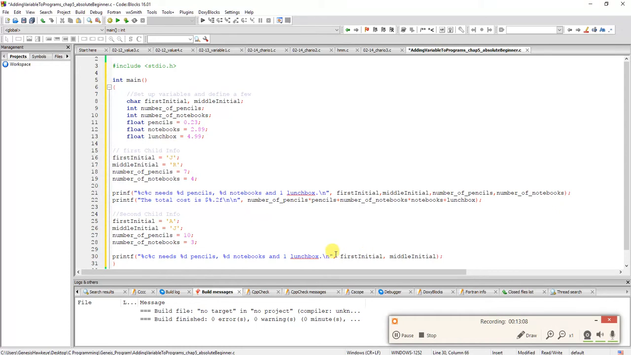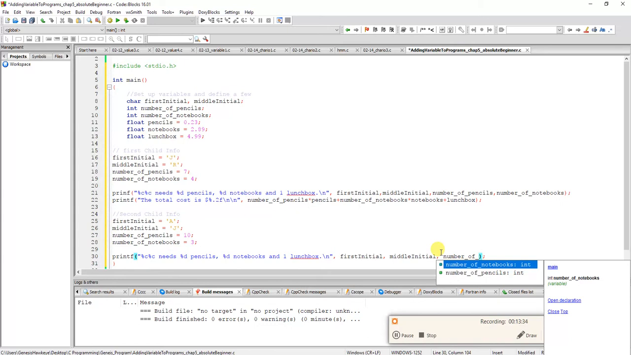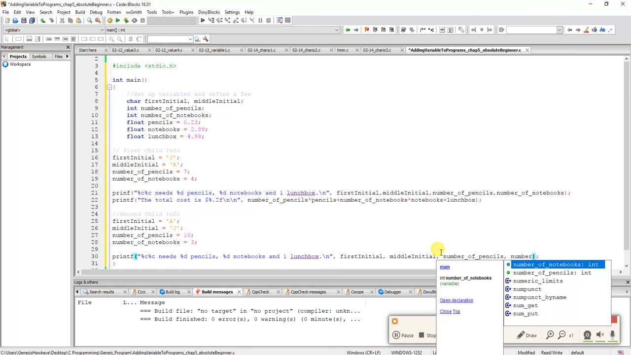Otherwise, the first initial would be CC. It has to match up. So the first one has to be, oh yeah, first initial A, and then middle initial J. There we go. First initial, middle initial, and the next one is percent D pencils, so that will be number of pencils, and then number of notebooks, and now we are done.